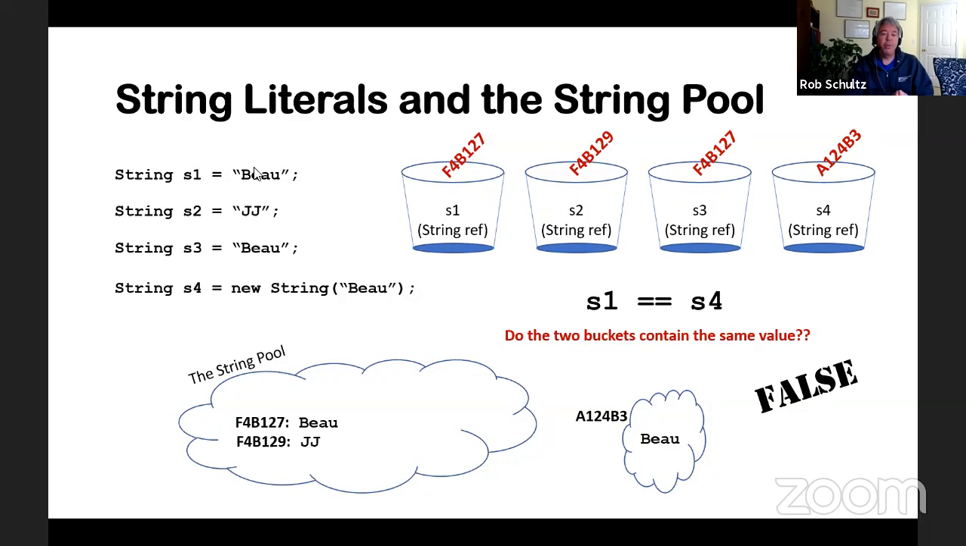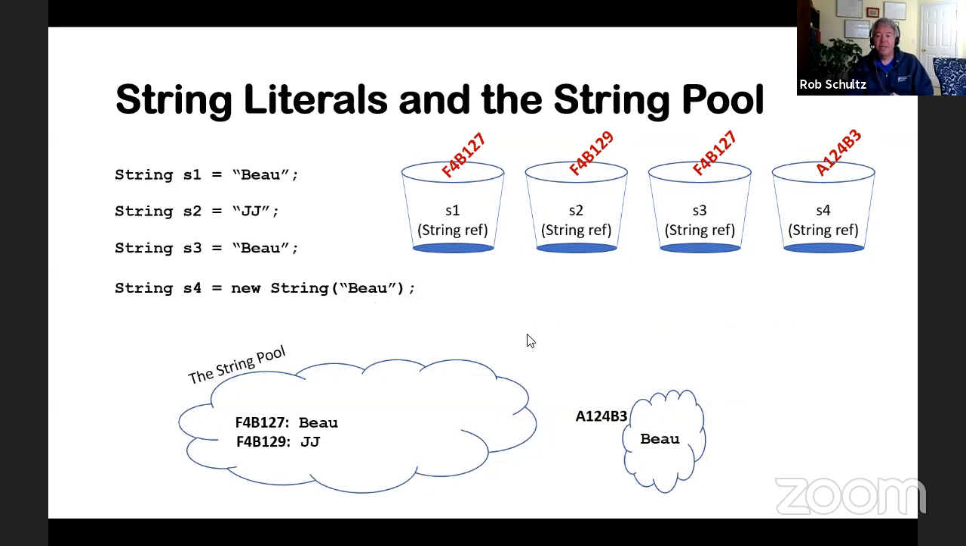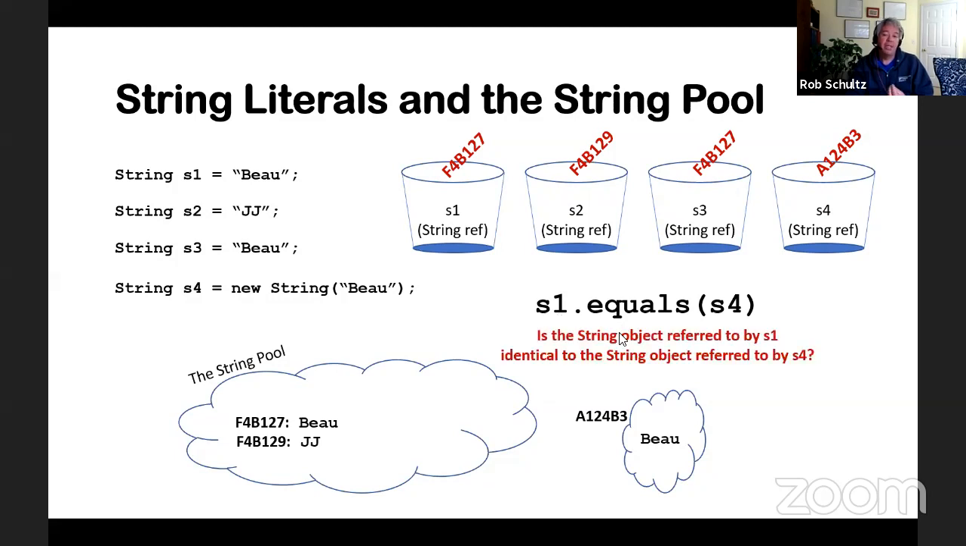So if I want to really find out if string S1 is the same as string S4, this is where we have to start looking at dot equals, because dot equals asks a totally different question. Dot equals asks, is the string object referred to by S1 identical to the string object referred to by S4? And when you think about it, that's a totally different question than just asking if the two buckets contain the same value. So dot equals is going to check each individual character to make sure that I have identical strings.